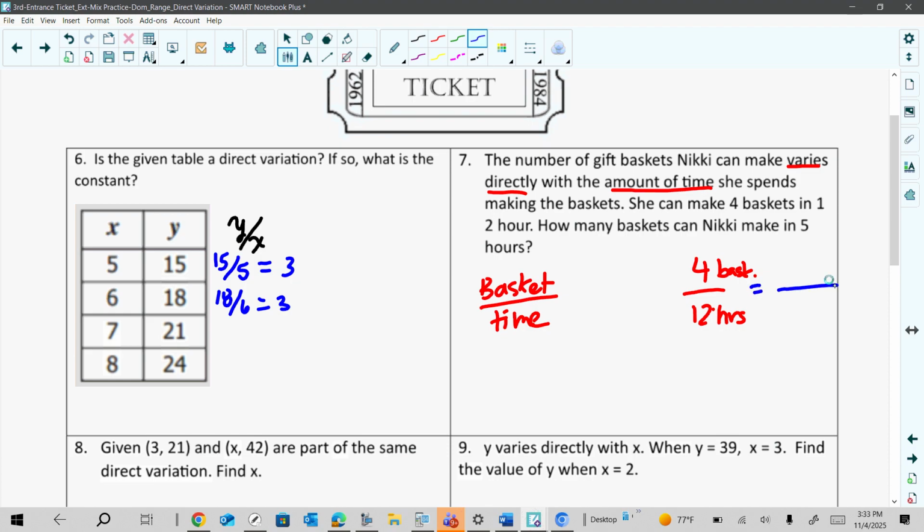So how many baskets would be X, and the hours, 5 hours, would go here at the bottom. I believe this is going to be a decimal answer. Maybe it's not 12. Maybe it's 2. Yeah, okay. Maybe this is supposed to be 2. We'll discuss in class. We will go over these. So, all right.